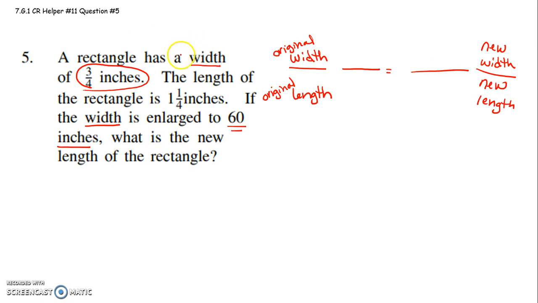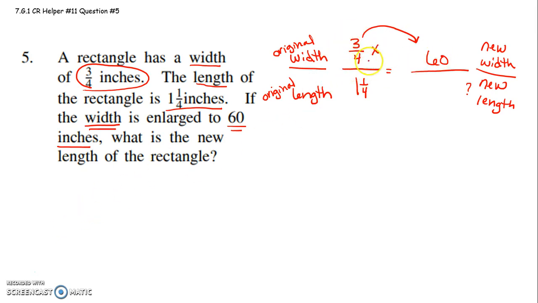So let's take a look at our original width. Our original width was 3/4 inches. The original length was 1 1/4 inches. And we're given the new width. The new width is 60 inches. We don't know the new length. That's what we're looking for. So we got to figure out 3/4 times what gets me to 60.